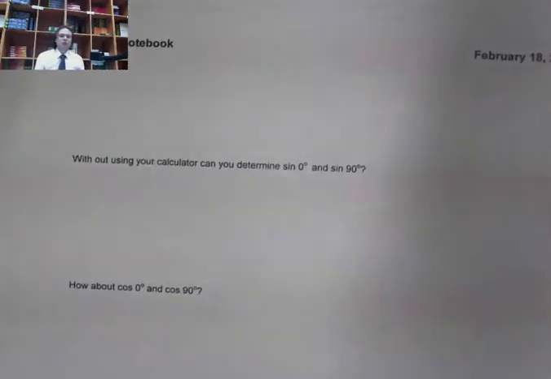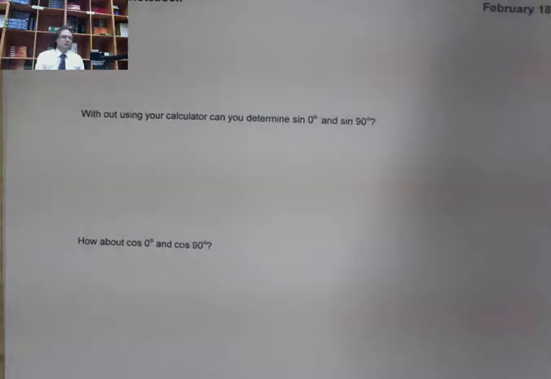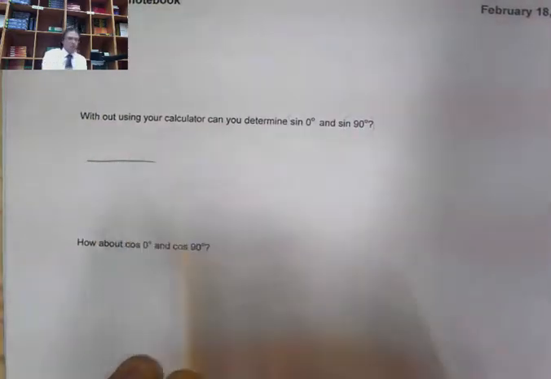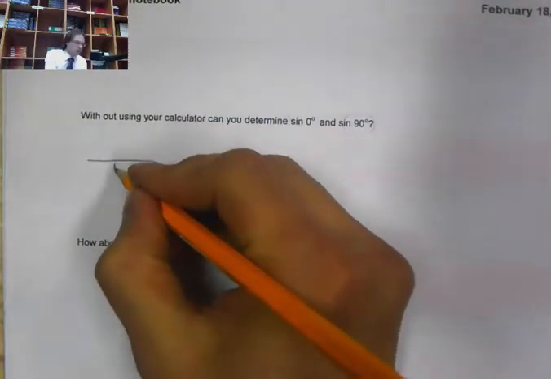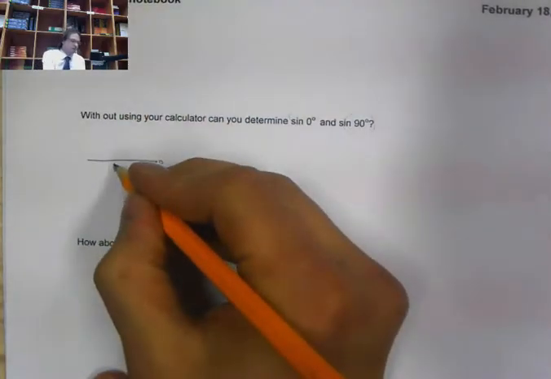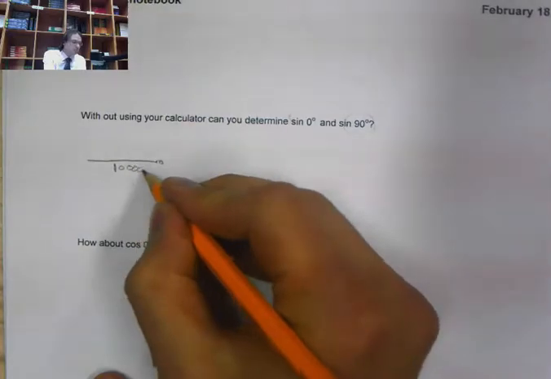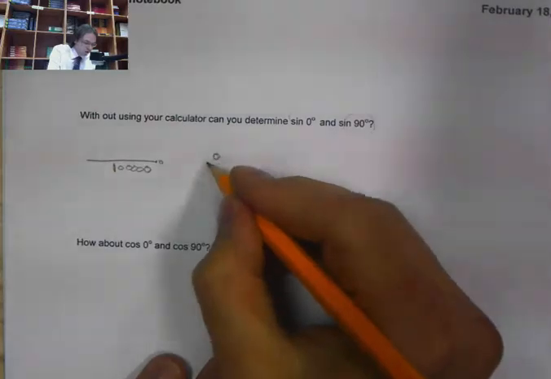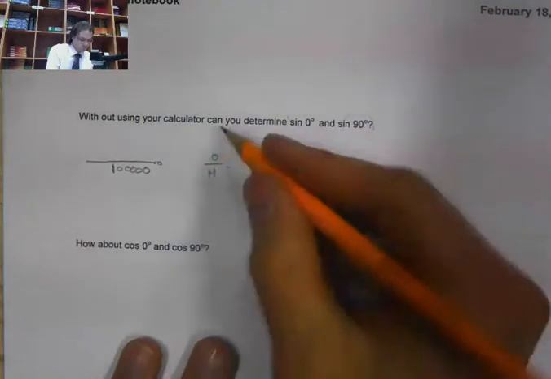All right? Pretty simple. Okay, so now, without using a calculator, determine sine 0 degrees and sine 90 degrees. Well, if I have 0 degrees, it's going to look like this. It's just a straight line. My hypotenuse is going to be 1, and this is going to be 0 from the ground. Doesn't matter whether my hypotenuse is 1 or a million, it's going to be 0 because there's no elevation, 0 over my hypotenuse. So it doesn't matter what my hypotenuse is, it's going to be 0.